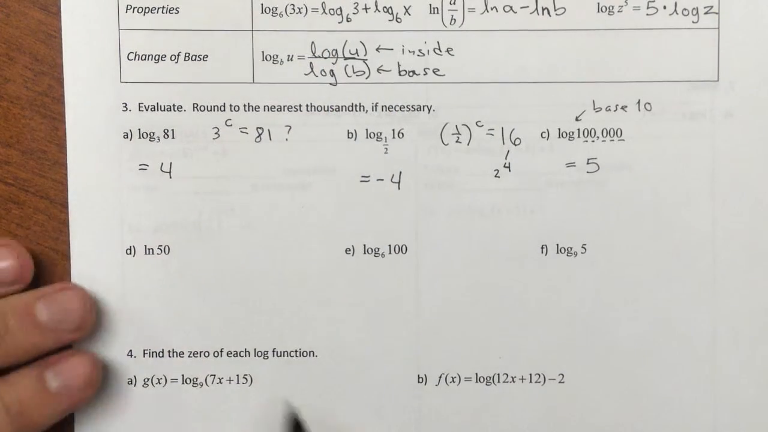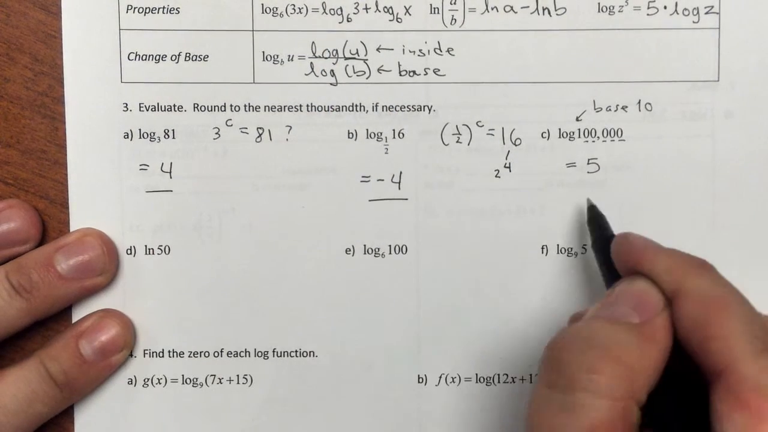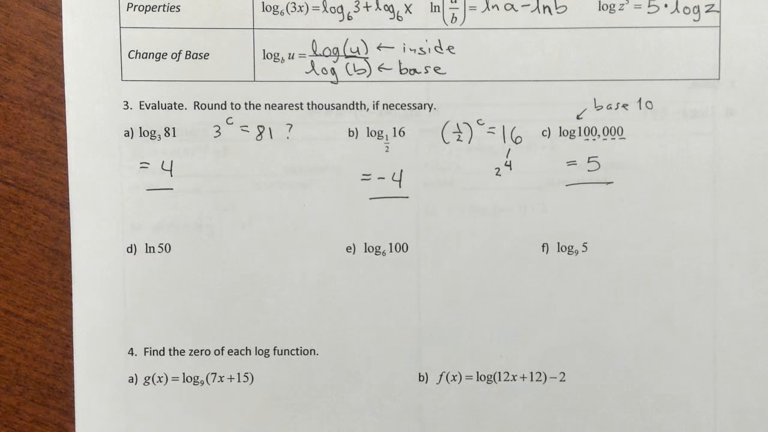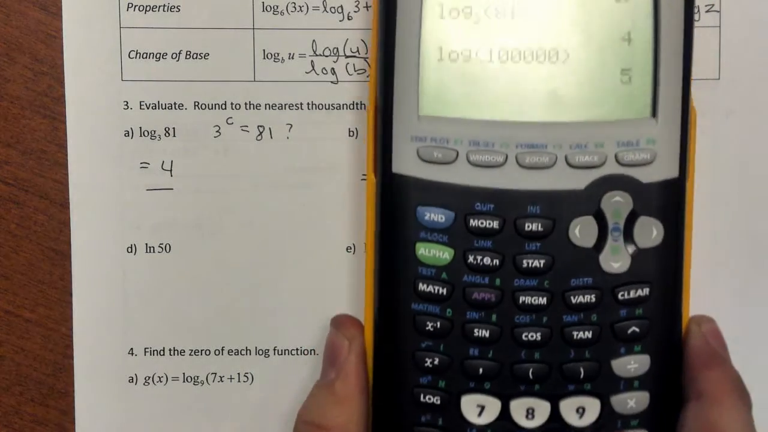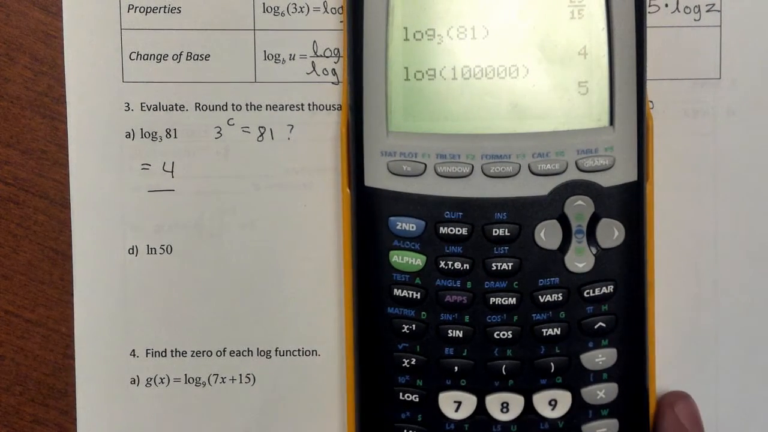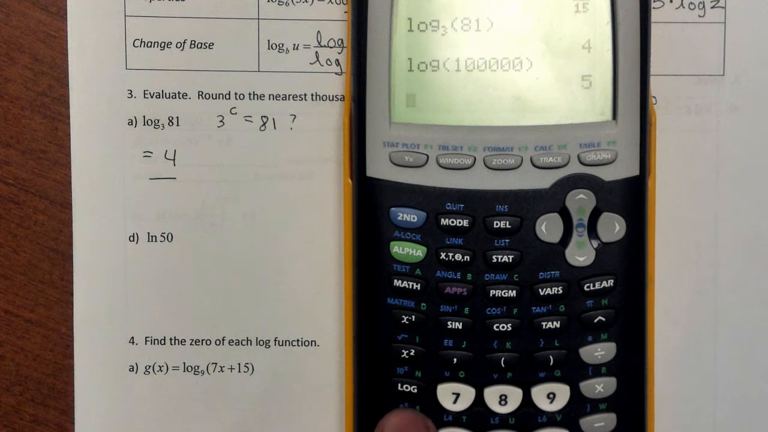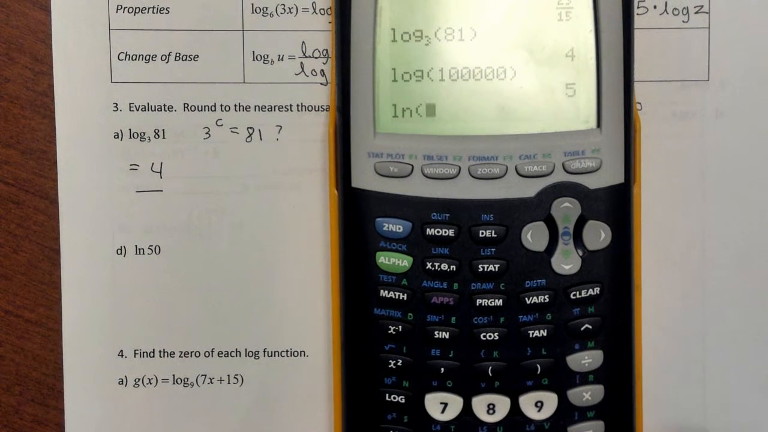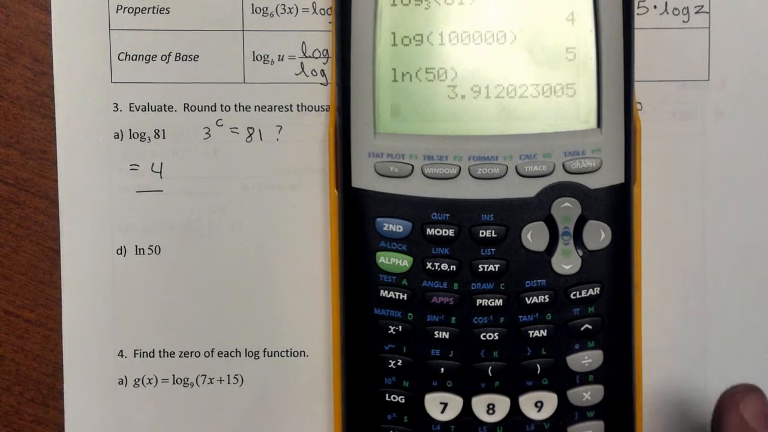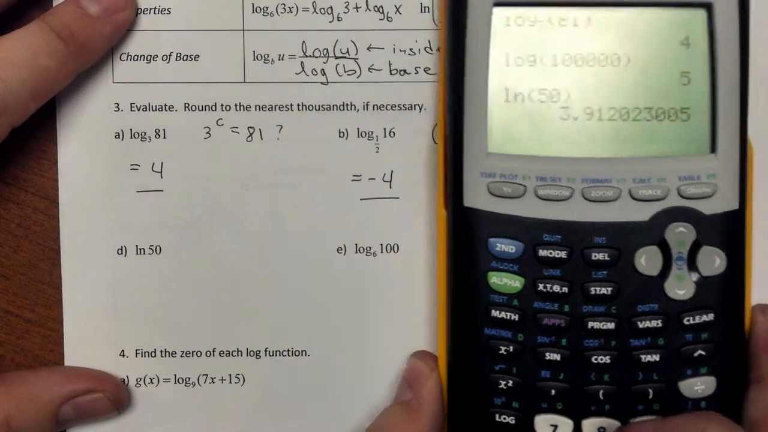Now those are all nice numbers. You could figure these out, and I did figure them out without using a calculator. What about for things that are not as nice? Well, if I look down at these examples right here, the natural log of 50, the log base 6 of 100, the log base 9 of 5. So, the natural log of 50, again, just go to your calculator. Natural log is right there below log. Hit natural log, and then I want the natural log of 50. And close this, and that is approximately 3.912.